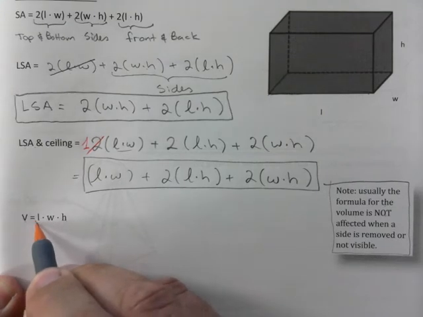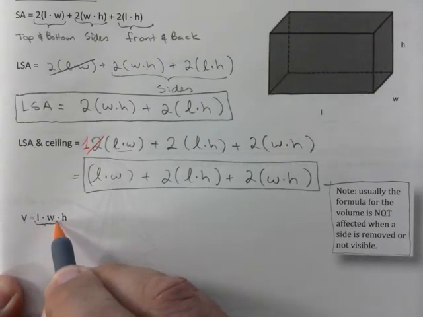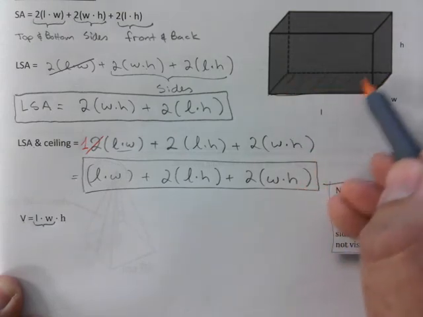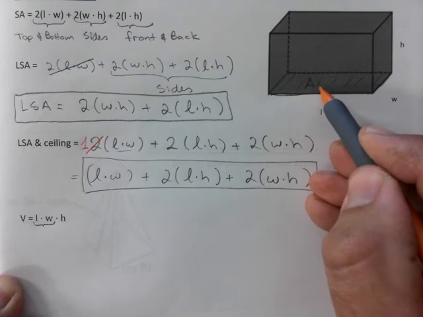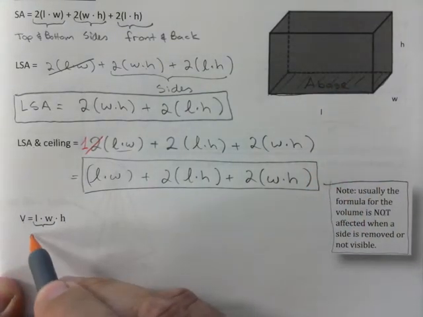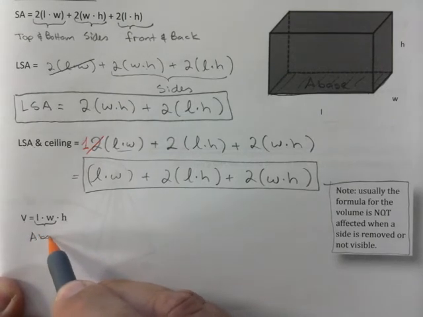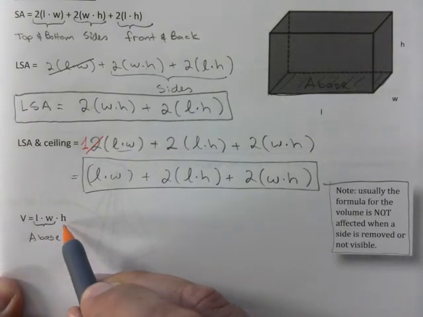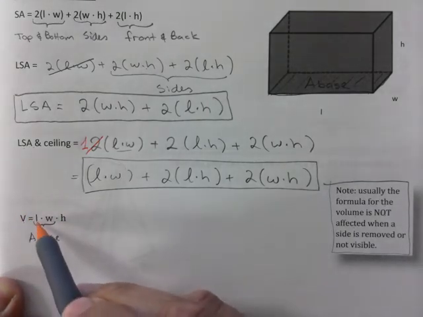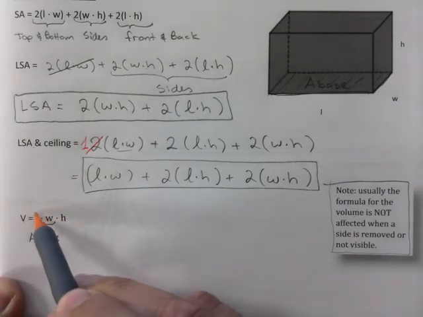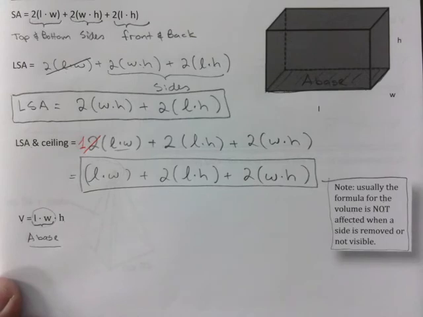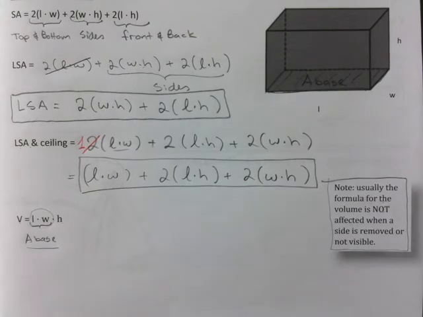So volume is length times width times height. I want you to know what length times width is, guys. Length times width is this face right here. This is the area of the base. You can write that down. And so this is area of the base times height. That's the volume of a prism. By definition it is length times width times height, but really the length times width comes from the fact that that is the area of its base, and then you multiply it by height.